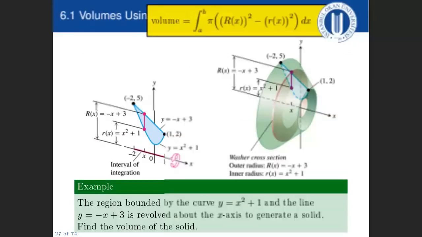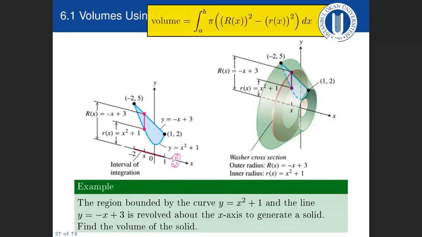Okay, let's do an example. I've put our formula in the yellow box at the top, and I want to answer the question: the region bounded by the curve y is equal to x squared plus 1, and the line y is equal to minus x plus 3 is revolved about the x-axis to generate a solid. Find the volume of the solid.